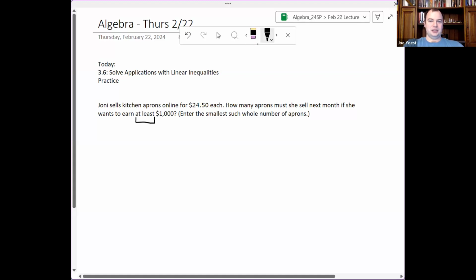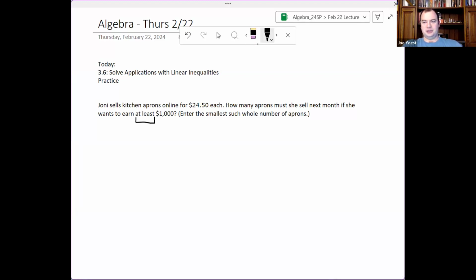But I do see at least, and I do see an idea that she's going to sell some number of aprons. That's going to give her some amount of income, some amount of revenue, I suppose. And she wants that revenue to somehow be compared to $1,000.